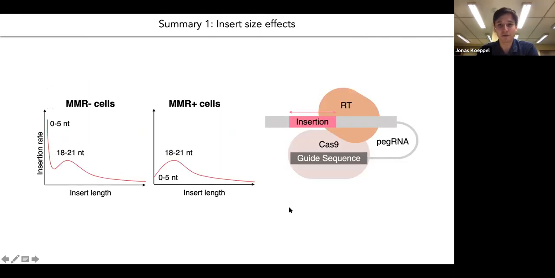So, a short summary of the insert size effects. We observe that if we have mismatch repair deficient cells, we can very efficiently insert short sequences and moderately efficiently insert sequences between 18 and 21 nucleotides. But in comparison, if we have mismatch repair proficient cells, we cannot insert those short sequences very efficiently.